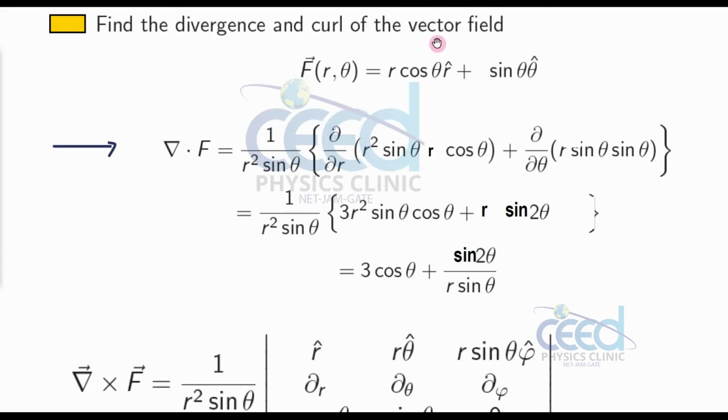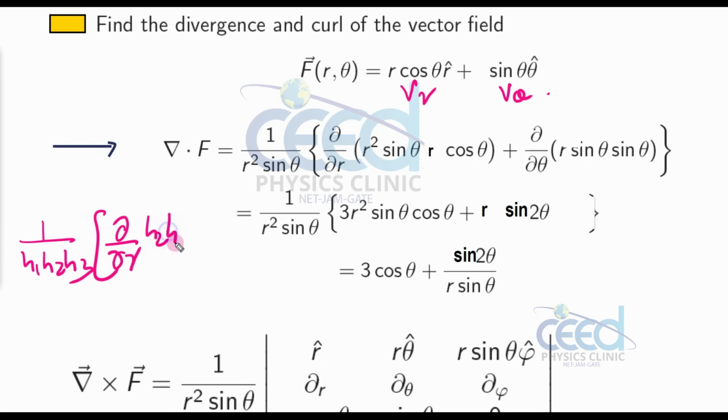Find the divergence and curl of the vector field f(r, θ) = r cos θ r cap + sin θ θ cap. Okay, so from the question it is clear that this is the V_r component and this is the V_θ component, and we can write the general expression for divergence, that is 1/(h1 h2 h3) into ∂/∂r of h2 h3 into V_r.